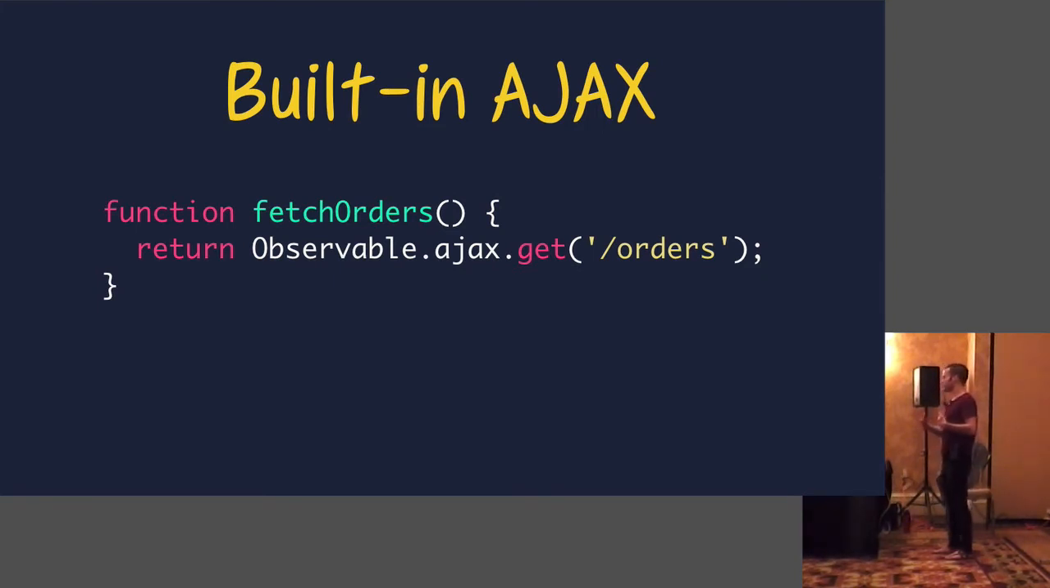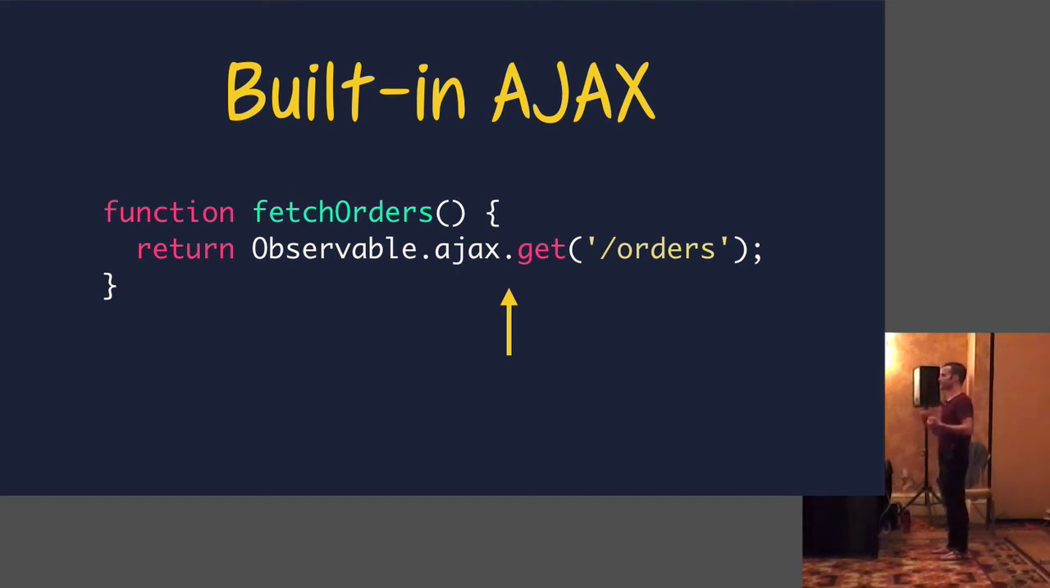Well, one approach is very simple. RxJS does give us some helpers for that. So it can be as simple as doing something like this. It has an AJAX object on the observable, which has methods for the different HTTP methods. So the GET method would obviously perform a typical HTTP GET for those orders.